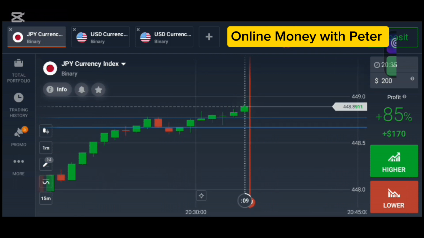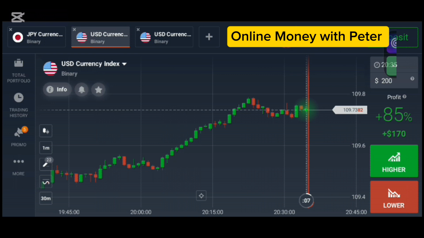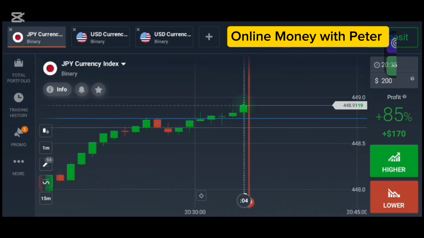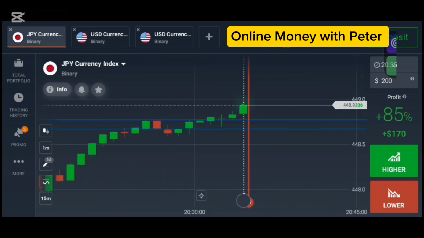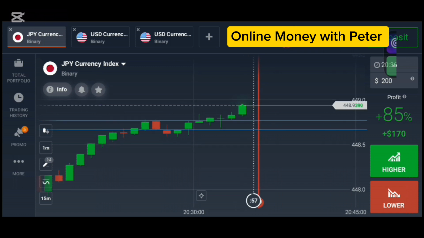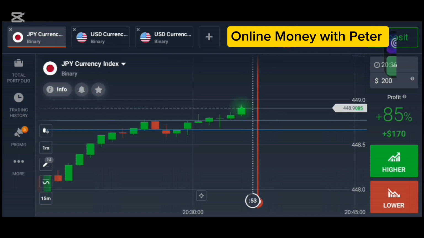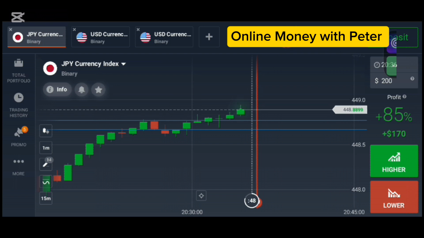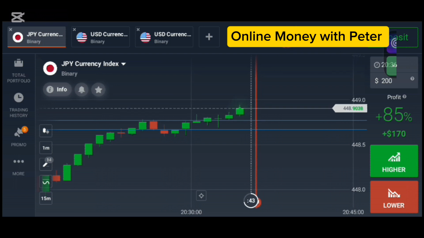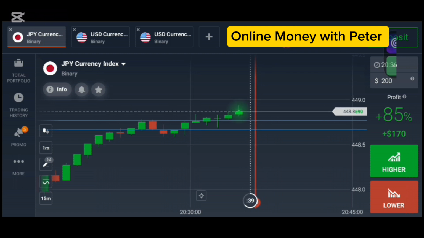Okay, let's see this one. Wow. Okay, let's see what will happen. It would be nice of me to wait for it to come back to the support before I place a buy trade. I will not place a sell trade here because it's actually trending up, so I will only look for opportunities to buy and not to sell.